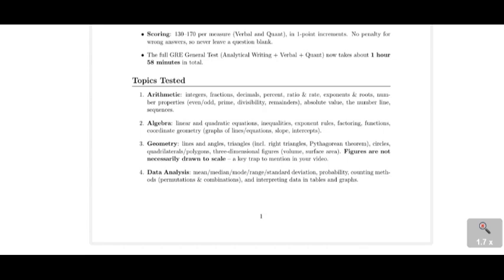Then you also look at data analysis. So the mean, median, mode, range, standard deviation, probability, counting methods, permutations and combinations, and interpreting data in tables and in graphs. So these are the topics you should look out for.